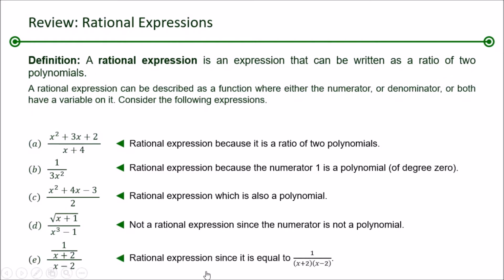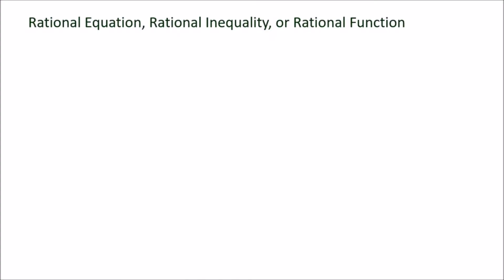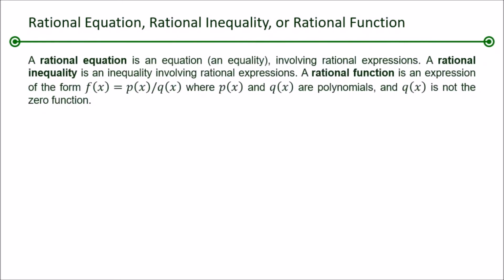Lastly, letter E. Letter E is a rational expression since it is equal to 1 over x plus 2 times x minus 2. Rational equation, rational inequality, or rational function. A rational equation is an equation involving rational expressions. A rational inequality is an inequality involving rational expressions. A rational function is an expression of the form f of x equals p of x over q of x, where p of x and q of x are polynomials, and q of x is not the zero function.